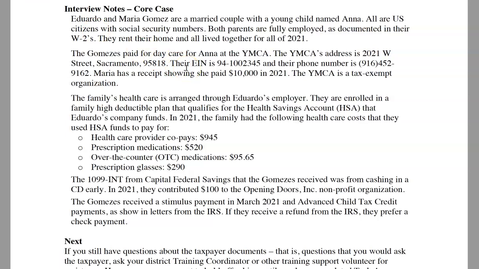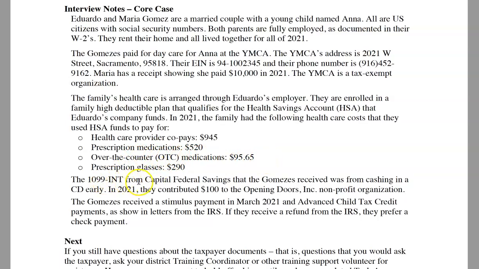So let's take a look at the interview notes. You should have asked about the daycare or the child independent care expenses, and the Gomezes have information about that. We do not need to see a receipt or a printout from the organization. Here's a list of what the HSA withdrawals, the HSA distributions, were used for. And over-the-counter medications are allowable this year.